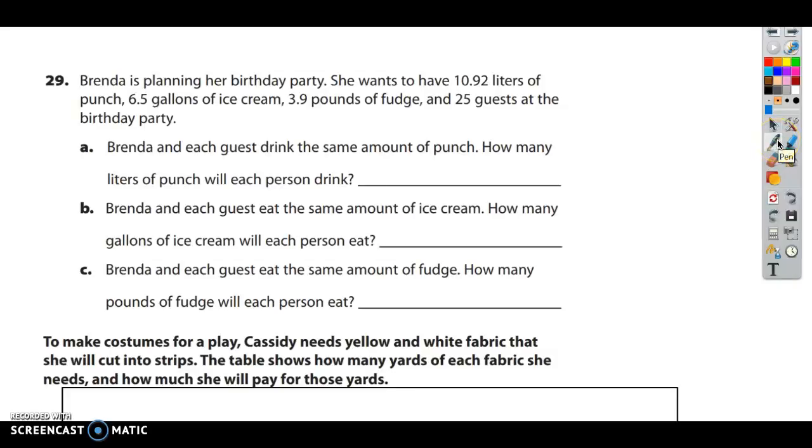Alright, this is lesson 5.4, dividing decimals. This is page 130. We're going to do at least the top half of this page.